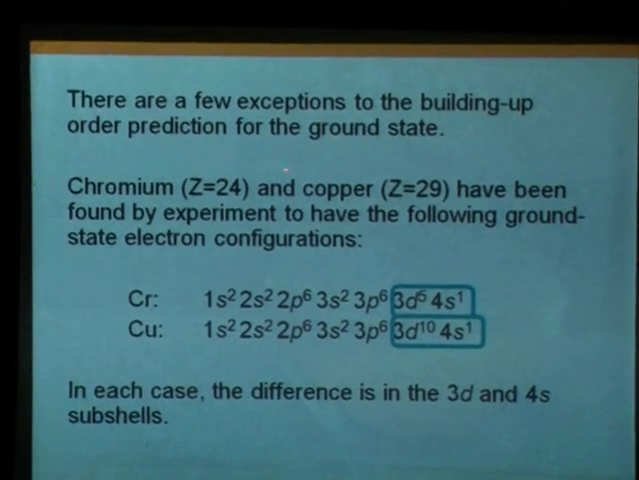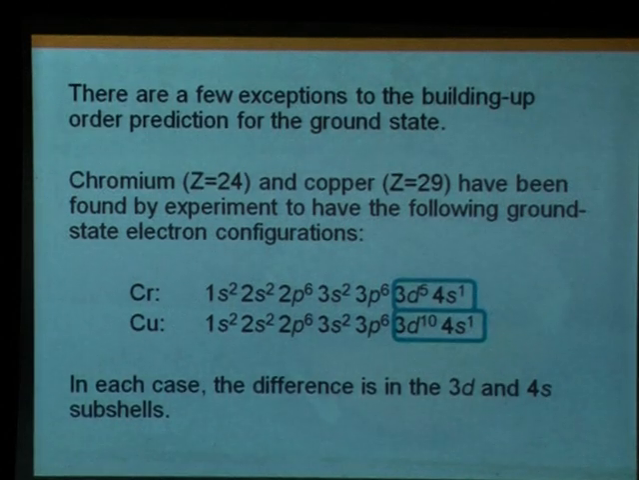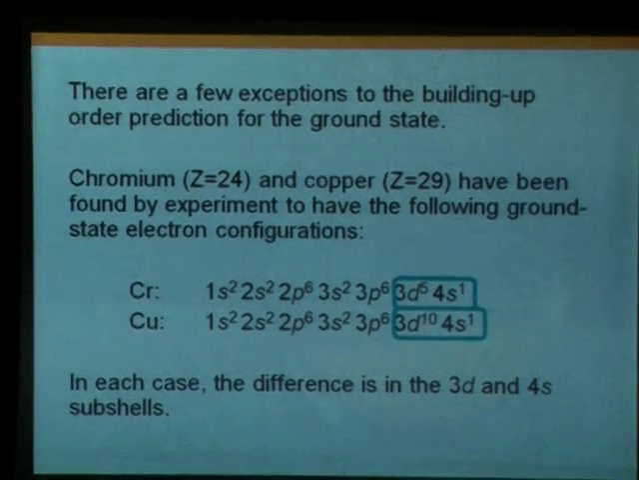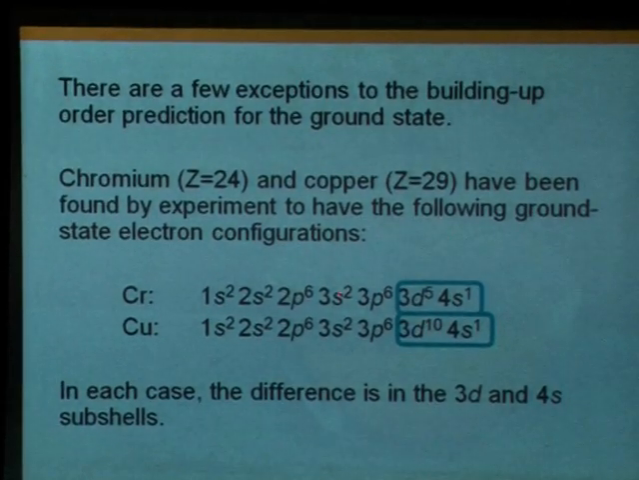There are a few exceptions. This is something that is good to remember. The exceptions are much more difficult to explain because of the multi-electron interaction. There is a change in certain cases, so that is why I said it is sometimes a matter of detail. For example, chromium and copper have been found by experiment to have the following ground state configuration. You can see that the 4s comes later than the 3d.